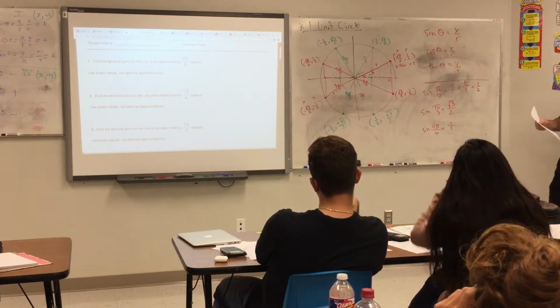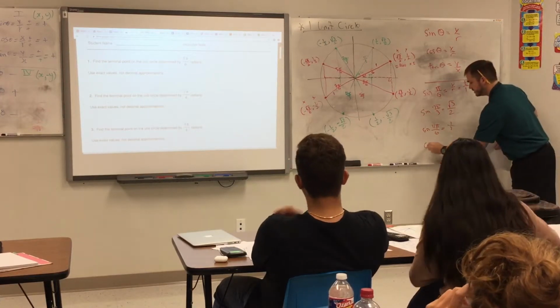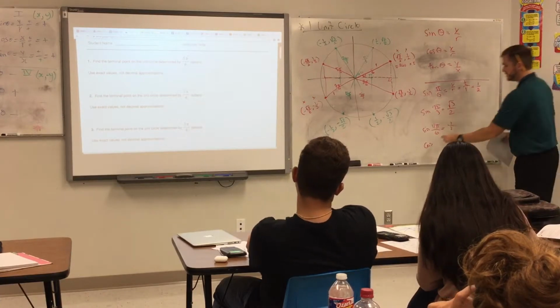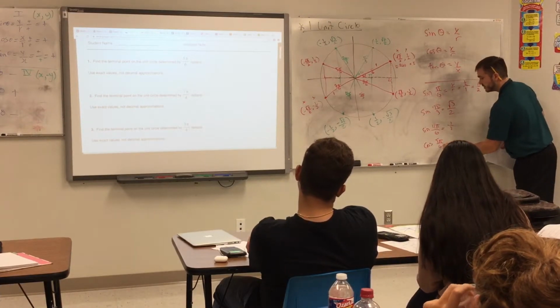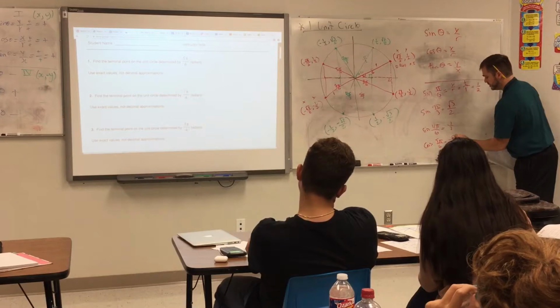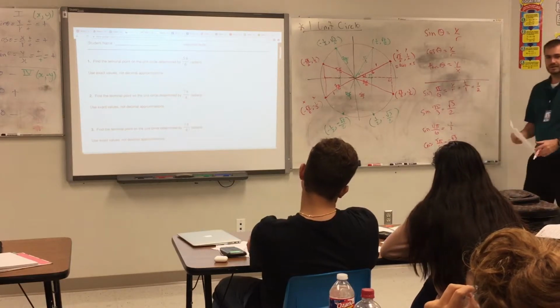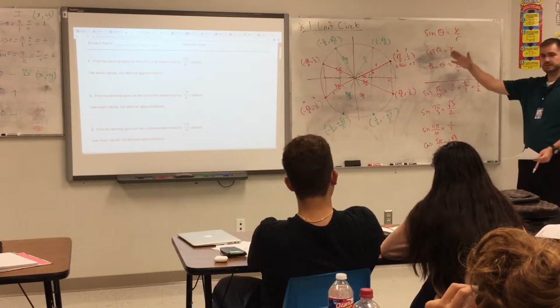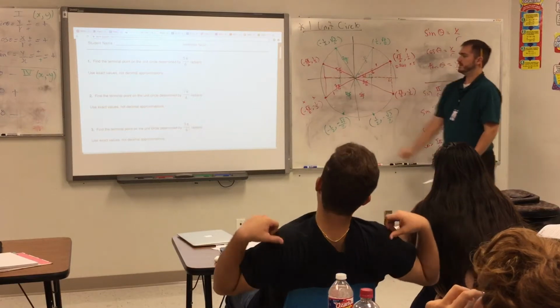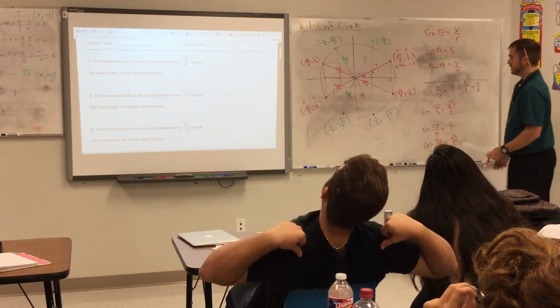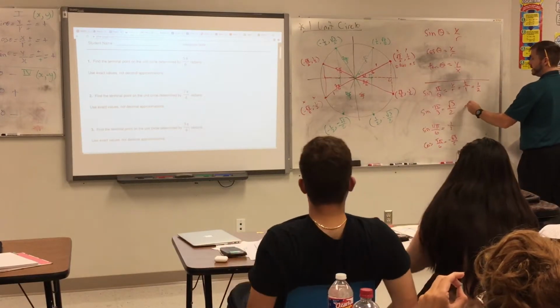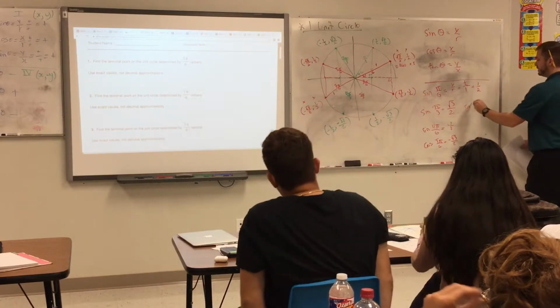Brianna, what would be the cosine of 5 pi over 6? Negative root 3 over 2. How did you get that? It's the x value on that angle of rotation. Bailey, what's the sine of 2 pi over 3?